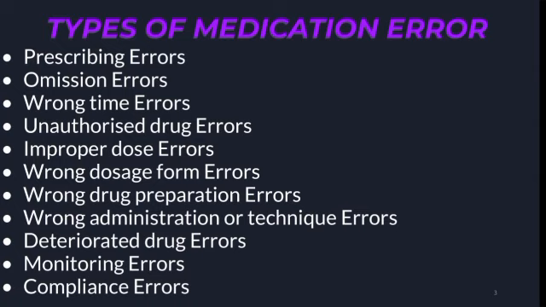Unauthorized drug errors, then improper dose. This means unknowingly taking wrong doses, or prescribing wrong doses. These come under improper dose. Next one is wrong dosage form. Wrong dosage form means, for example, instead of taking a tablet, they might take an injection. These kinds of errors are wrong dosage form errors.